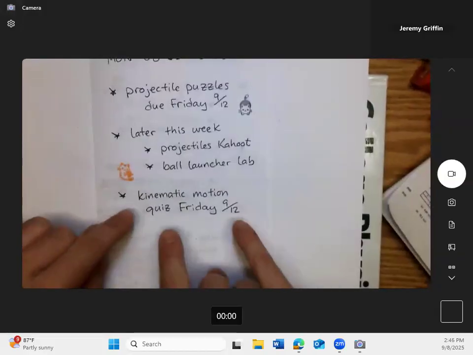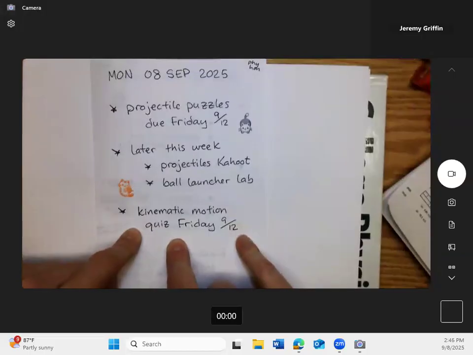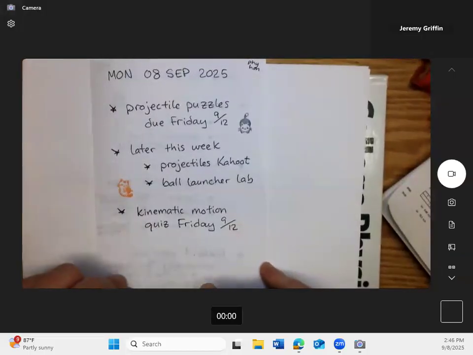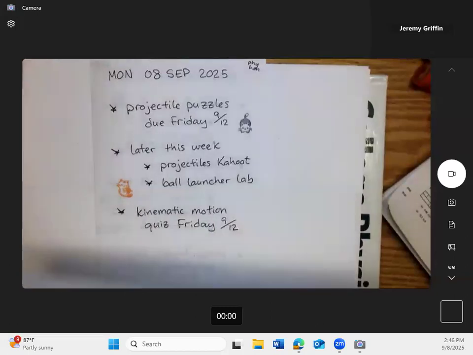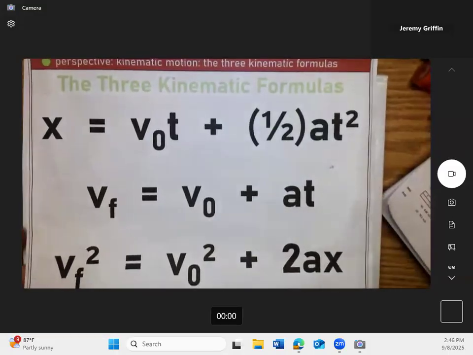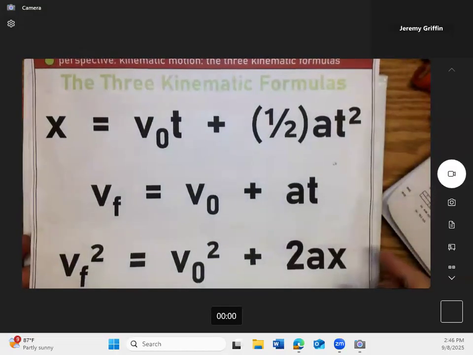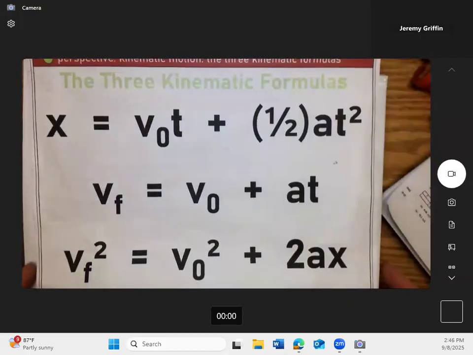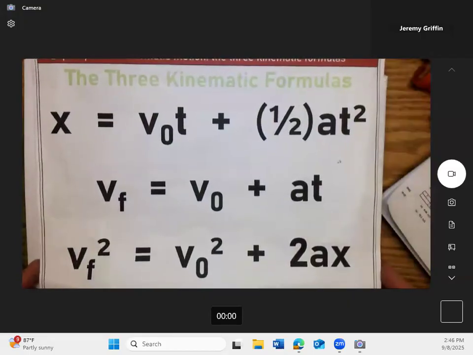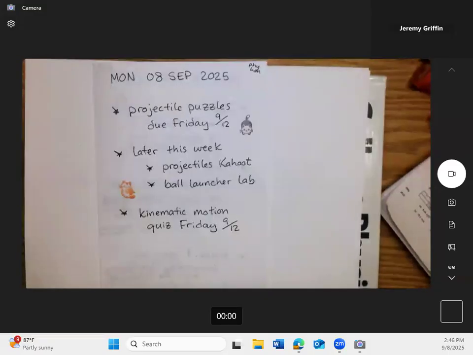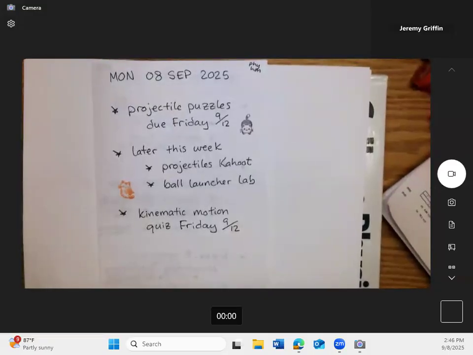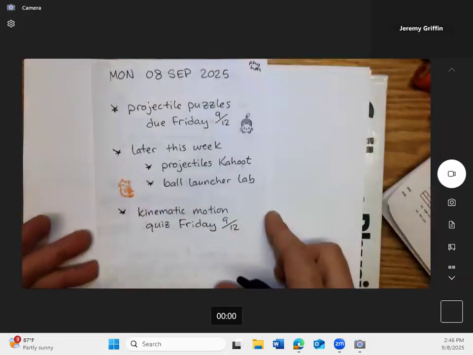And then, quiz this Friday. This is going to be on kinematic motion, so that's both linear motion and also projectiles, which is all just these three kinematic formulas right here. They're hanging up on that poster in the back of the room, in the middle, from the ceiling. I'll just leave them right there. It's good to know these anyway, but they're hanging from the ceiling. So I'll cover linear motion, and then projectiles. You just have to be able to juggle two dimensions: something going on horizontally, something going on vertically.